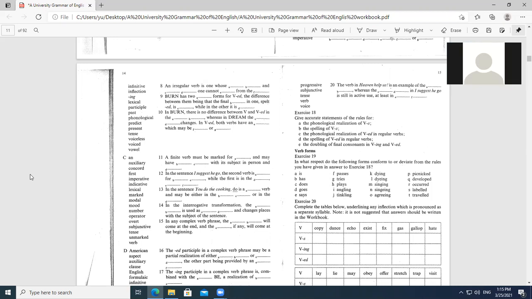In the sentence "You do the cooking," "do" is a lexical verb and may be either in the imperative mood or the indicative mood.